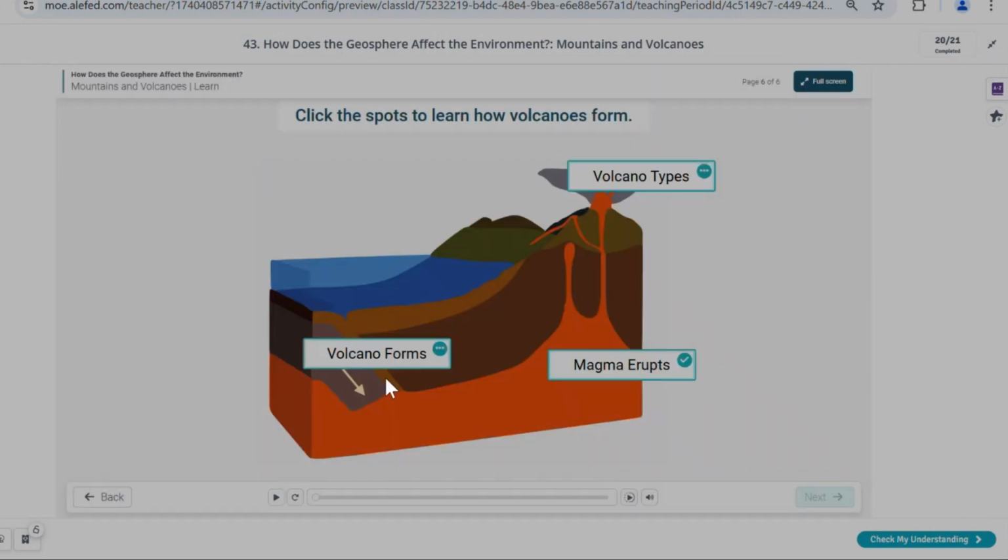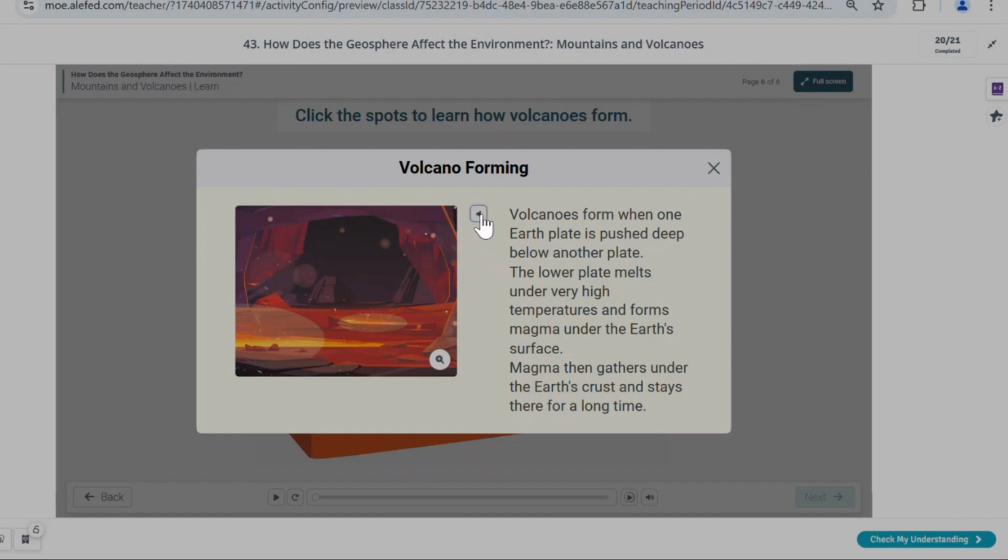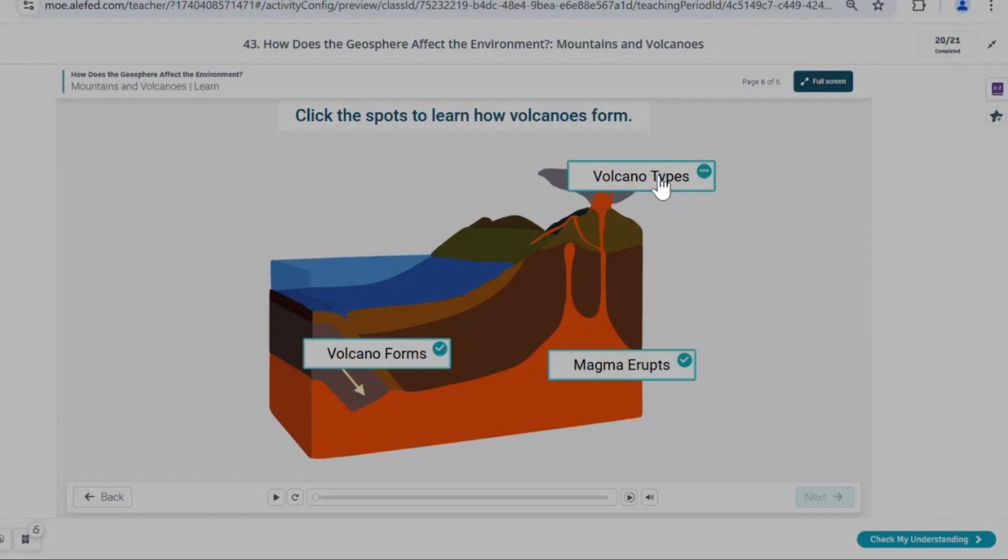Okay, so let's have a look at how the volcano forms. Volcanoes form when one earth plate is pushed deep below another plate. The lower plate melts under very high temperatures and forms magma under the Earth's surface. Magma then gathers under the Earth's crust and stays there for a long time. So you can see volcanoes come from when one plate goes under the other. It's the same as the mountains called fault block mountains. So you can also get a volcano from it. Okay, now let's look at the types.